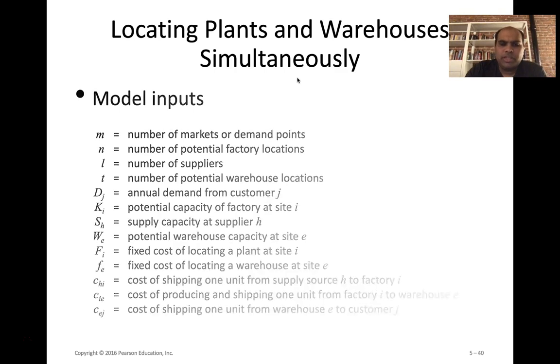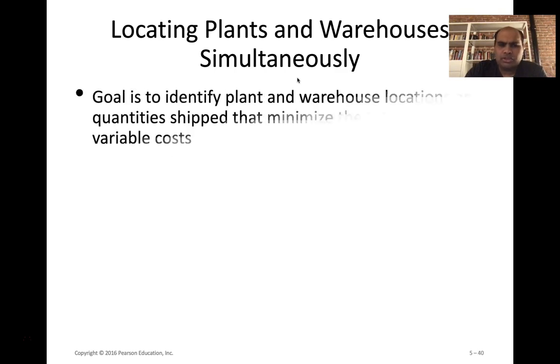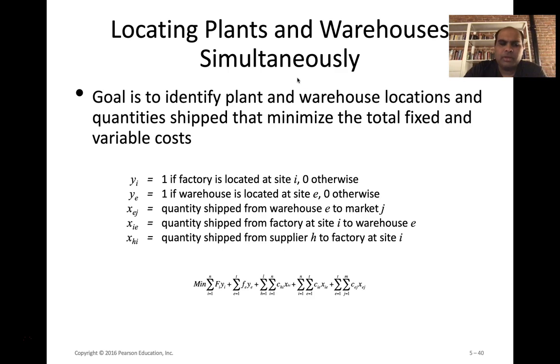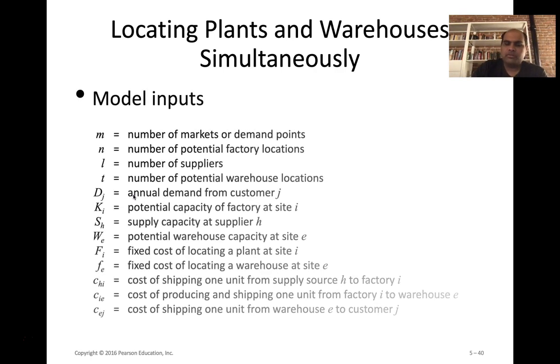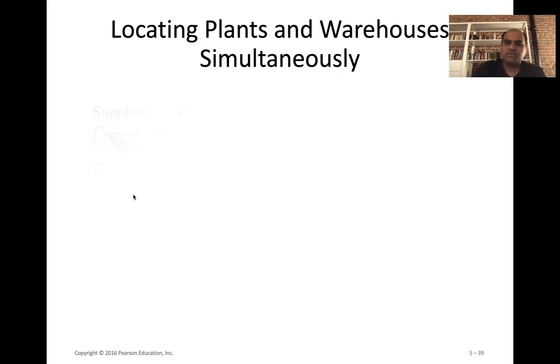So this is what the mathematical model looks like, just to show you what you can expect. Instead of having just one set of y variables and one set of x variables, we'll have 3 sets of x variables and 2 sets of y variables. So let's talk about that. Why do we have 3 sets of x variables and 2 sets of y variables?